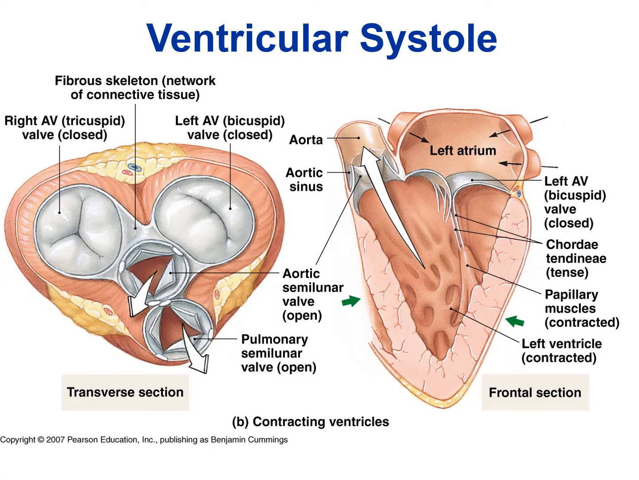So this is just a picture looking at the top of the heart again during the ventricular ejection phase. So you can see that both AV valves are closed because the ventricles are contracting. The pressure is much higher in the ventricles than the atria. And then the semilunar valves are both open because the pressure is much higher in the ventricle than it is in the aorta and the pulmonary artery.